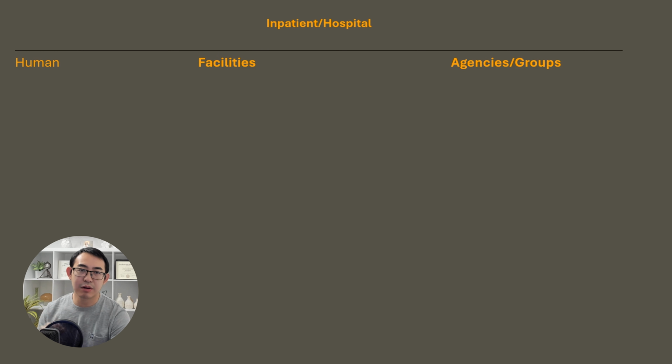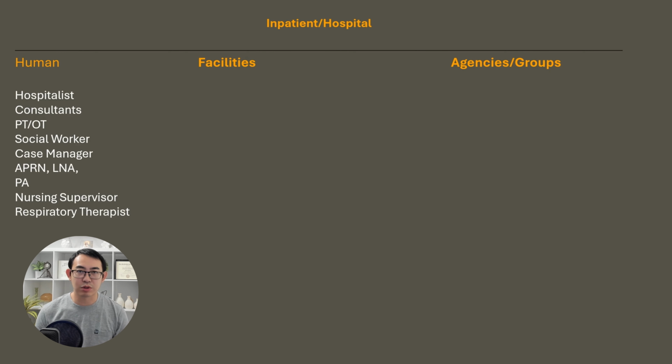In the inpatient setting, who are the human resources? They're the hospitalists, the consultants or specialists like cardiologists and nephrologists, and so forth. Physical therapist, occupational therapist, social worker, case manager. You see there are a lot of people. Also the nurses, the APRN, the LNA, the physician assistant, the nursing supervisor, the respiratory therapist. There are still more. I'm just listing these to show there are a lot of people inside the hospital who are resources that can help you take care of your patients.